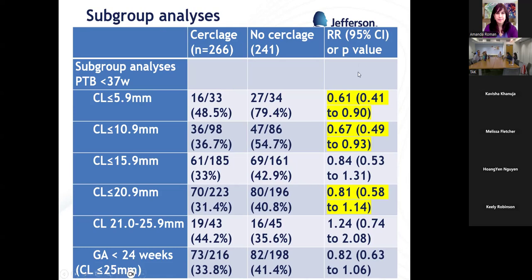So 0.61 is the relative risk and is significant for less than 6, so to speak. Less than 11, it's also significant. And these ones did not reach significance, 15.9 and 20.9. But you could see that a 16 to 19% decrease in preterm birth is not significant. If we had 10 more patients in each group or whatever, it probably would be significant.